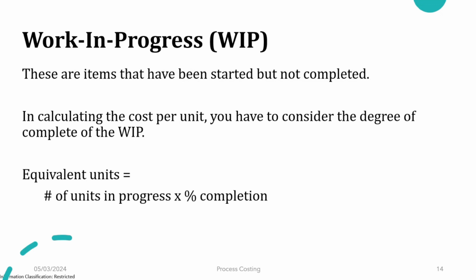Another important term I need you to know is called WIP, work in process. These are items that have been started but not yet finished. And in calculating the cost per unit, you have to consider the degree of completion of the WIP. With this concept, there's an extended concept called equivalent units. It really is the units in progress times the completion rate. So that's the formula of it.